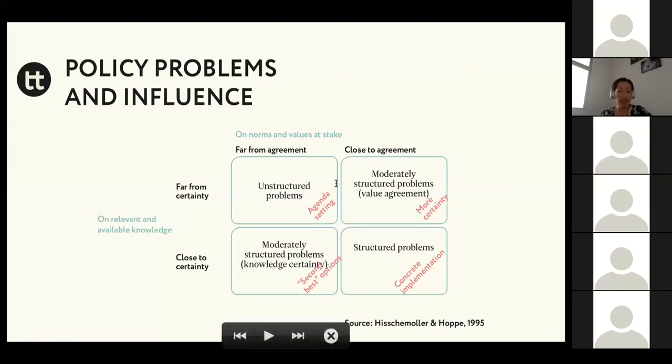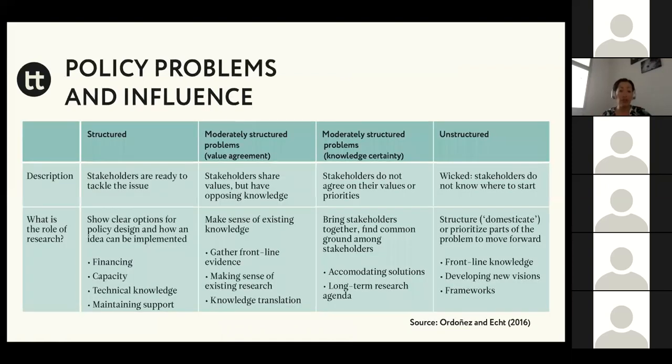So as we said, in an unstructured problem, it can be around agenda setting. It can be, in these cases, about having more certainty about the problem. Here is about finding second best options. So as we can see, only when the problems are structured, when we are able to structure a problem more clearly, are we able to move forward to implementation and have that kind of direct impact that think tanks many times have. In the other cases, our influence, our impact is going to be much lower.